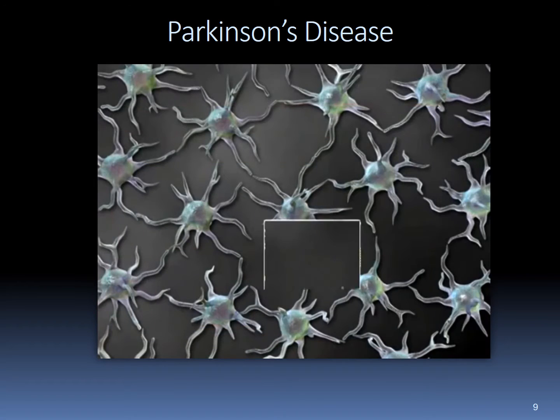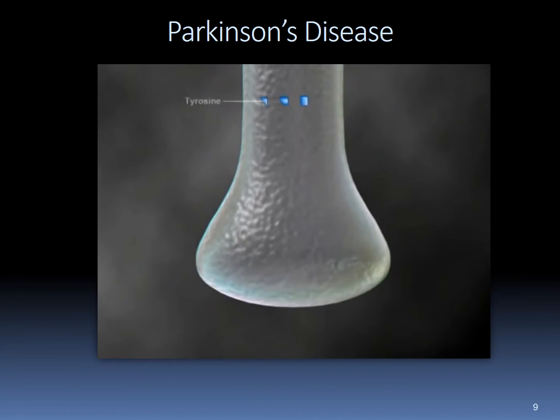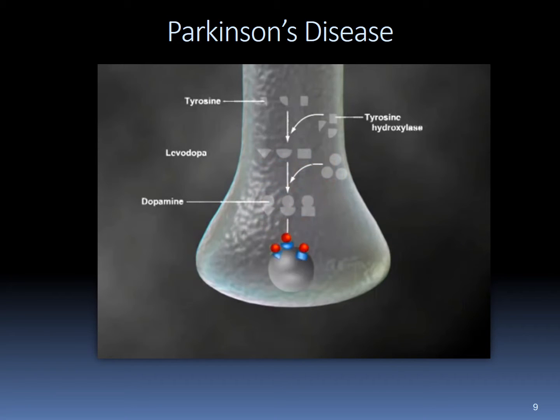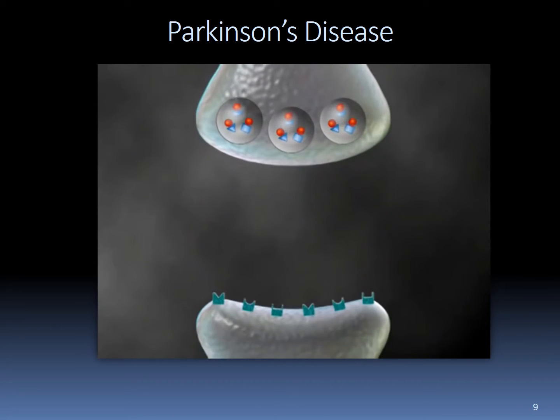The synthesis of dopamine begins with the amino acid tyrosine. Within the neurons of the substantia nigra, tyrosine is converted into levodopa through the action of the enzyme tyrosine hydroxylase. Levodopa is converted into dopamine through the action of the enzyme dopa decarboxylase. When signaled by an impulse traveling down the axon to the synapse, dopamine is released into the synaptic cleft.